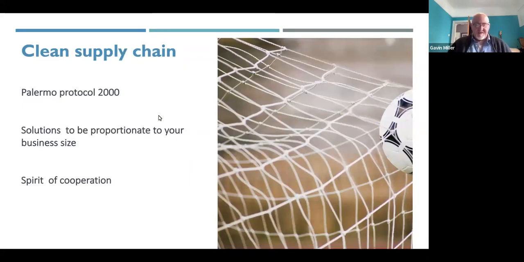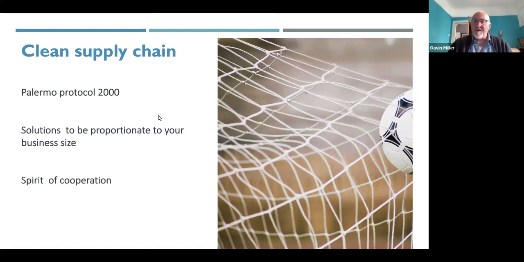As a small business owner, it can be really confusing to think about where a clean supply chain starts and finishes. However, it's really important to consider that nearly all countries have criminalized trafficking since the year 2000 with the Palermo Protocol. And taking steps to ensure a clean supply chain is not only ethically responsible, but a legal requirement in most countries. So if you buy your supplies from a multinational supplier, it's likely that they already have a modern slavery statement in place. So the job's done as far as that checking is concerned.